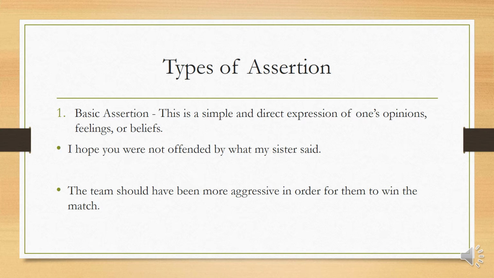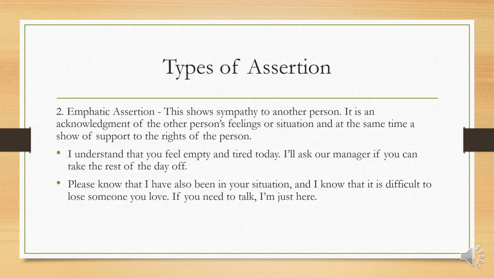The second type of assertion is the empathic assertion. This shows sympathy to another person. It is an acknowledgement of the other person's feelings or situation, and at the same time, a show of support to the rights of the person. For example, I understand that you feel exhausted and tired today. I'll ask our manager if he can let you take the rest of the day off. So by this example, we can say that it shows sympathy to another person.